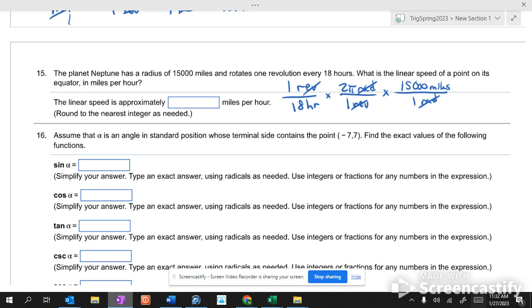So what do we get for miles per hour? Should be a pretty big number. 5,000 or 0.98, so 540.0. Round to the nearest integer.